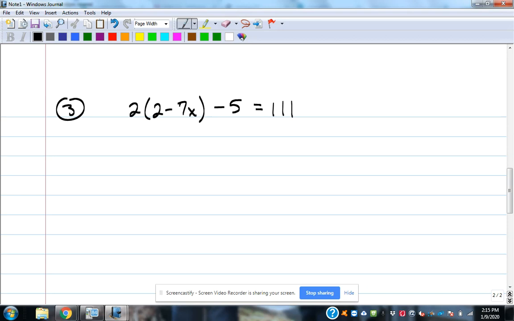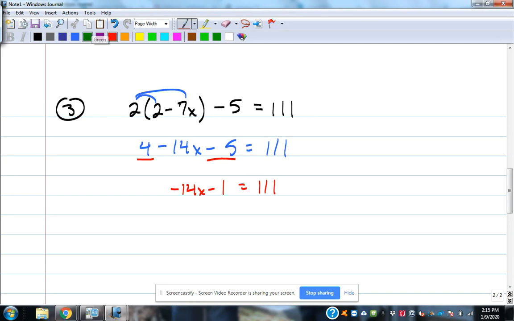What would be a good first step for this? Distributive property would be a good thing to do there. So that'd be 4 minus 14x minus 5 is equal to 111. Now what? Yeah, I've got like terms on that left-hand side. I've got 4 and minus 5. So together that would be negative 1.